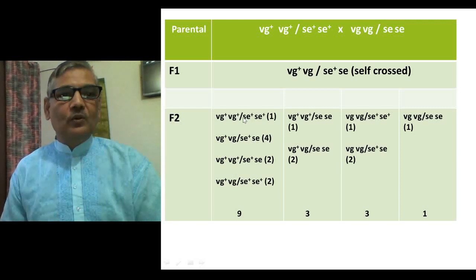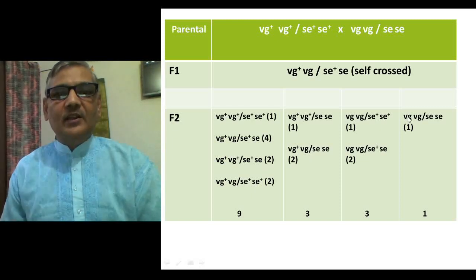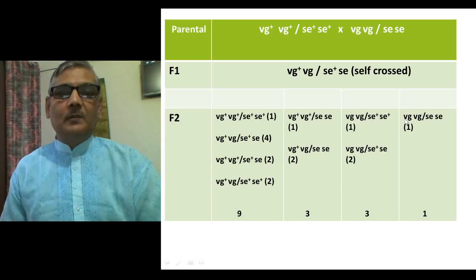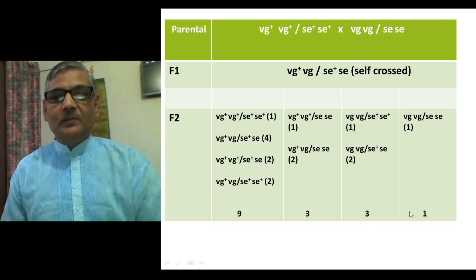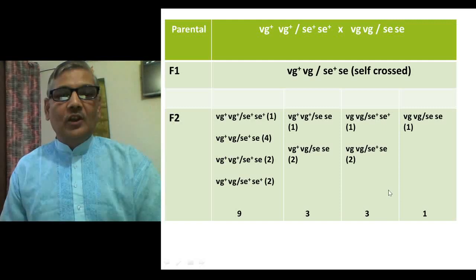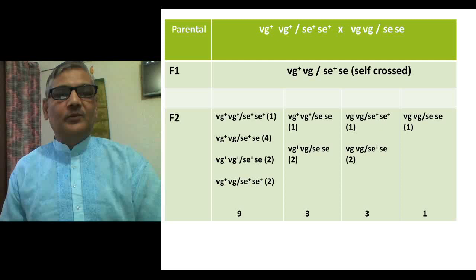You can say as a whole 1, 2, 3, 4, 5, 6, 7, 8 and 9: 9 different genotypes will be possible in F2, and 4 different phenotypes will be possible. The ratio will be 9:3:3:1.